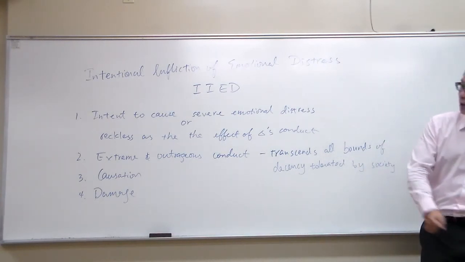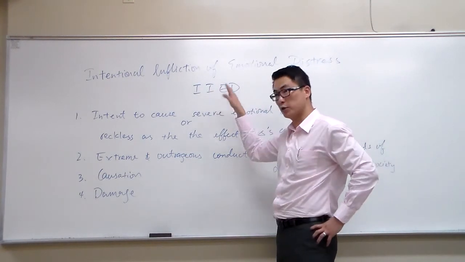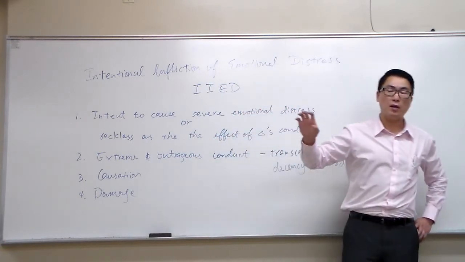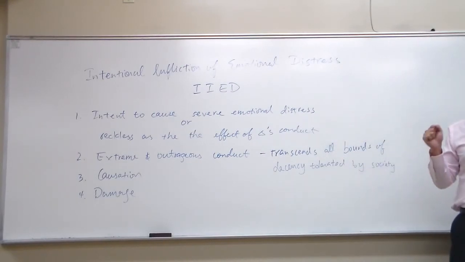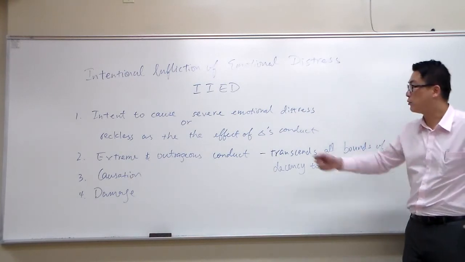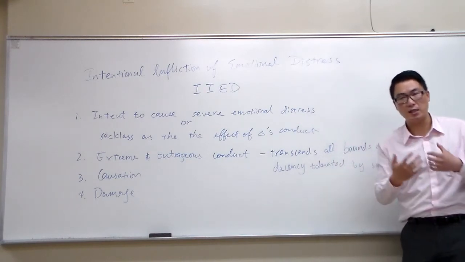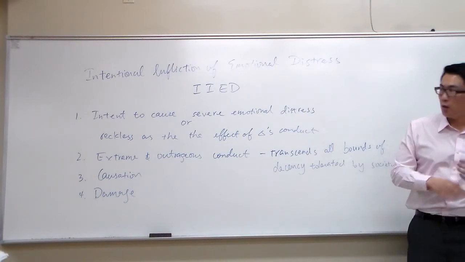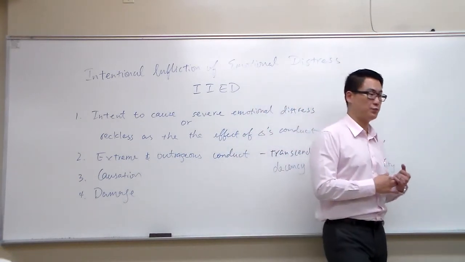Now, the difference between IIED and NIED, that's the negligent infliction of emotional distress, is the damage required. NIED requires a real physical damage. And IIED doesn't require that, it only needs some sort of damage, but not a physical damage. Now, in real life, how do you think you can prove the damage?